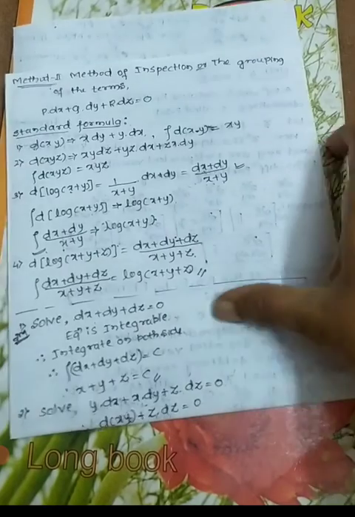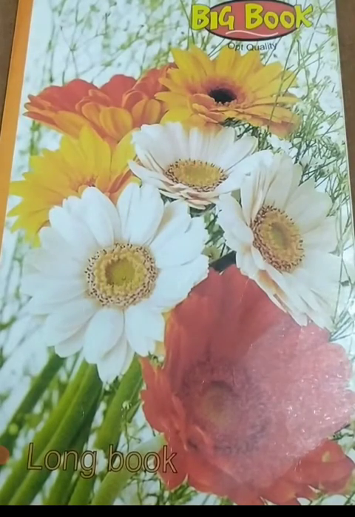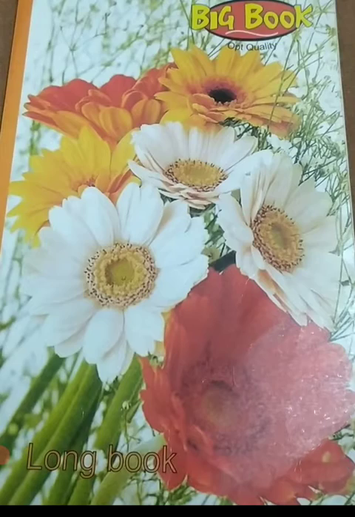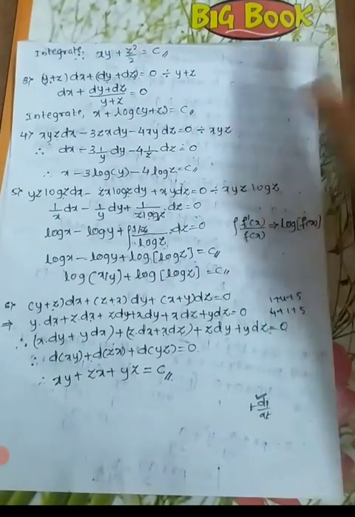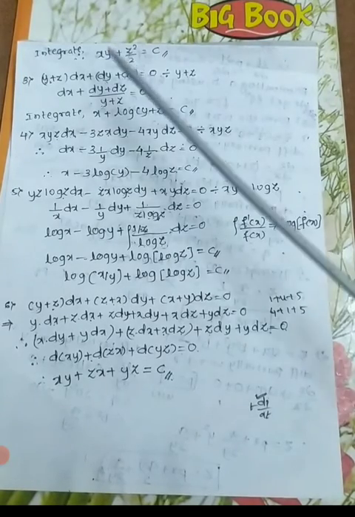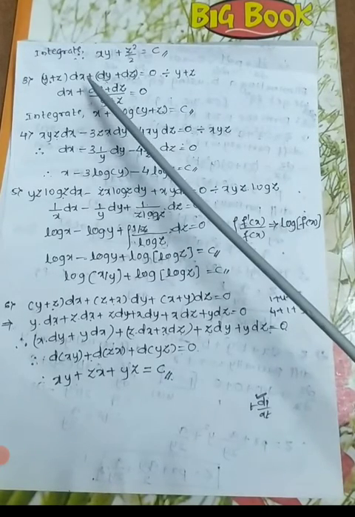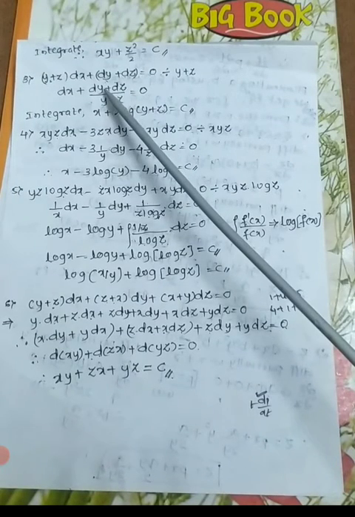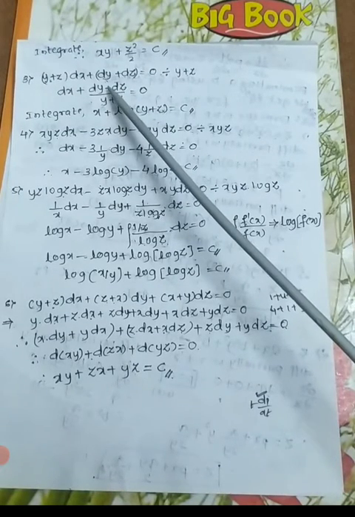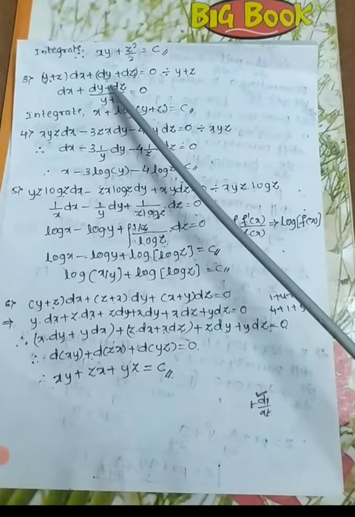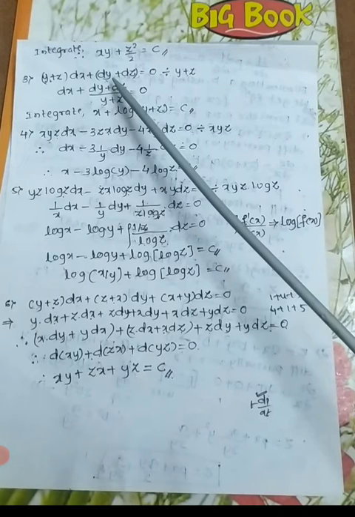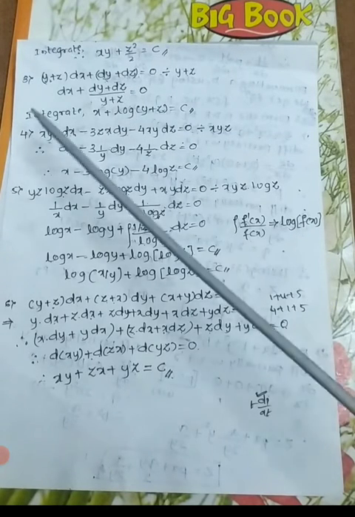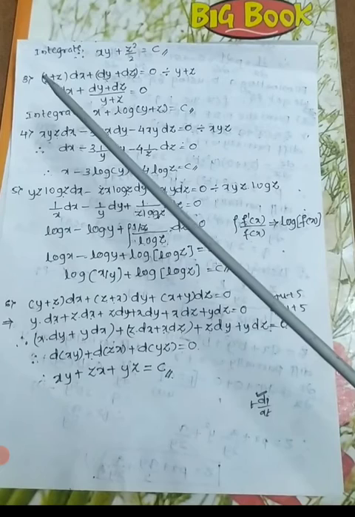See one more. Second example. In the second example, solve (y plus z) dx plus dy plus dz equals 0. I am mentioning once again: if they are asking for 2 marks, apply the second method. If they are asking 5 marks, then you have to use the first method. These are all 2 marks examples, that is method second.